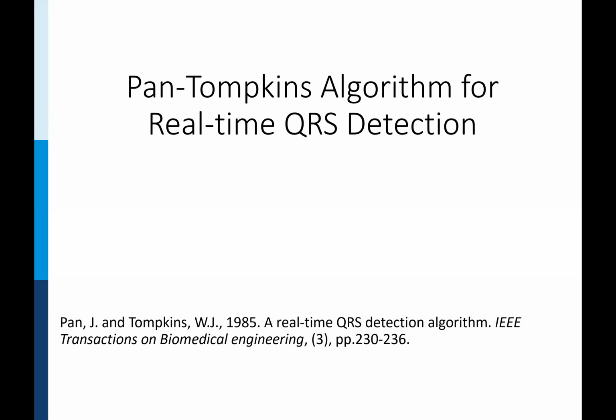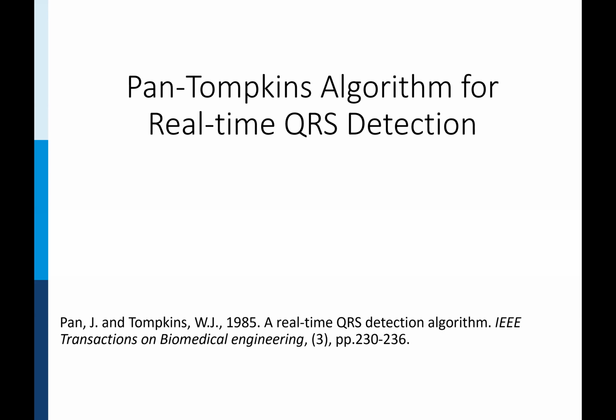So we're going to see now a very popular algorithm for biomedical signal processing, the Pan-Tompkins algorithm. You could see this technique could be used for real-time QRS detection in ECG signals. This presentation is based on the original article written by Pan and Tompkins in the year 1985, which was published in IEEE Transactions on Biomedical Engineering.